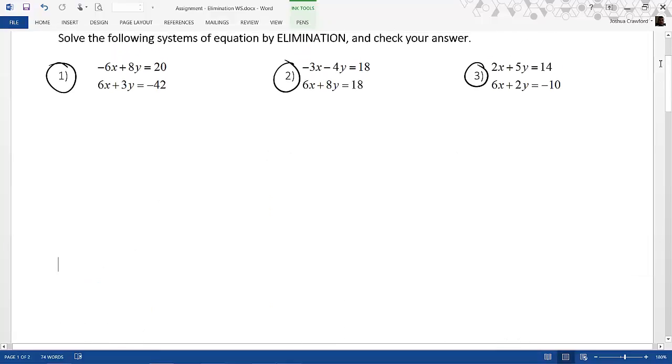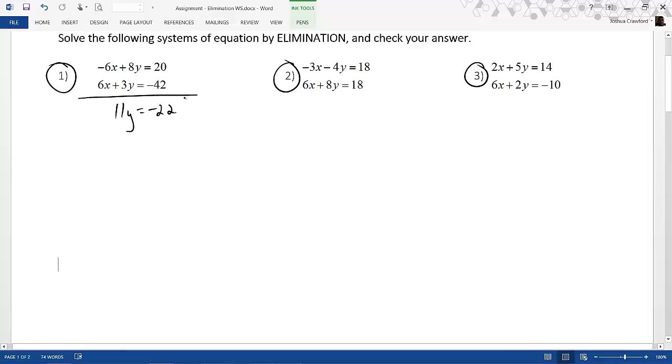Solving by elimination. The main goal of elimination is to cancel the x's or the y's. So let's go ahead and cancel the x's, because the x's follow our rule: we need the same number, but opposite sign. So we have -6 and +6. If we add down, our x's will cancel. Adding down, -6 plus 6 is 0, 8 plus 3 is 11y, and then 20 minus 42 is -22.